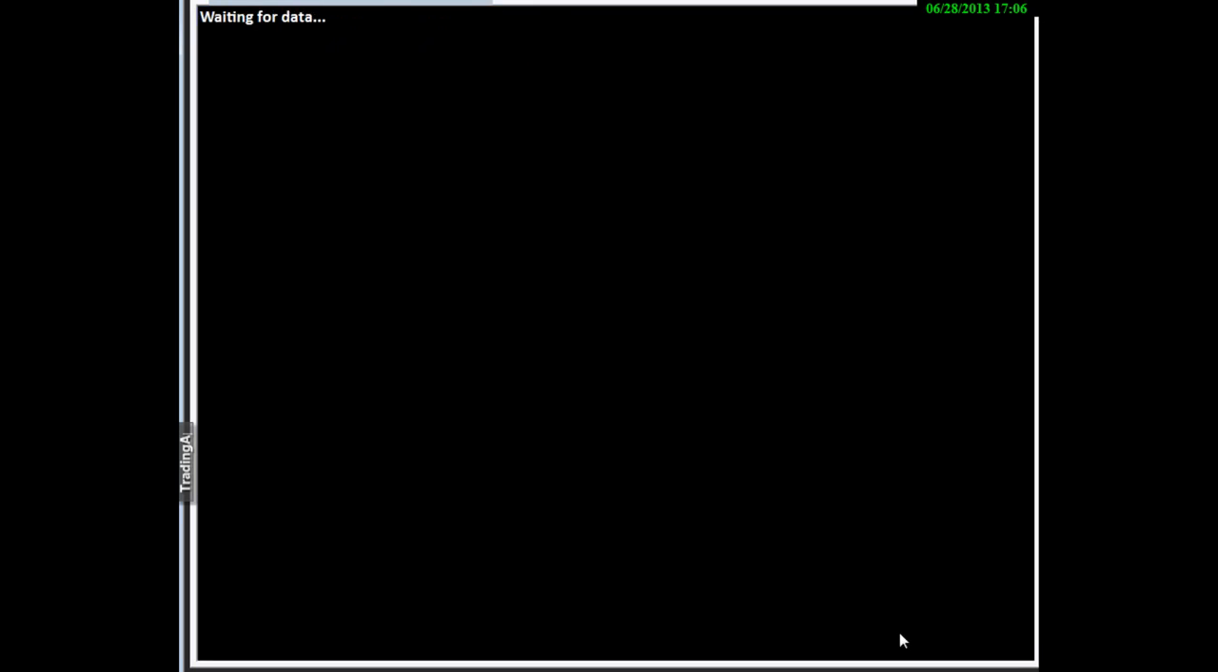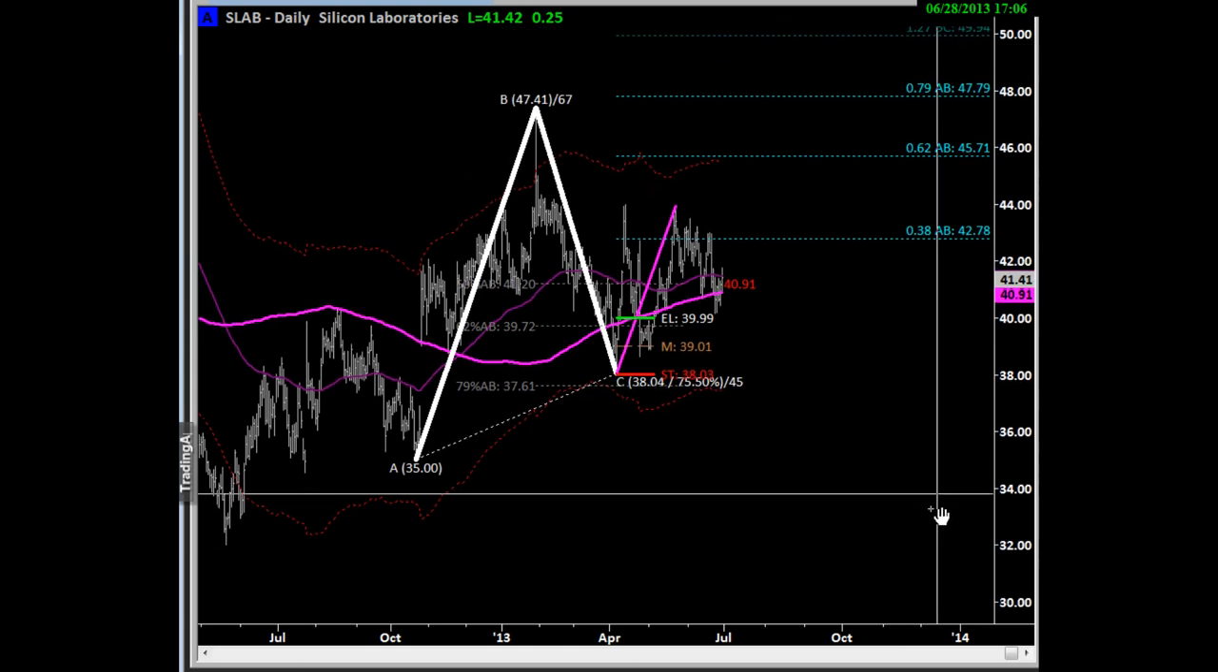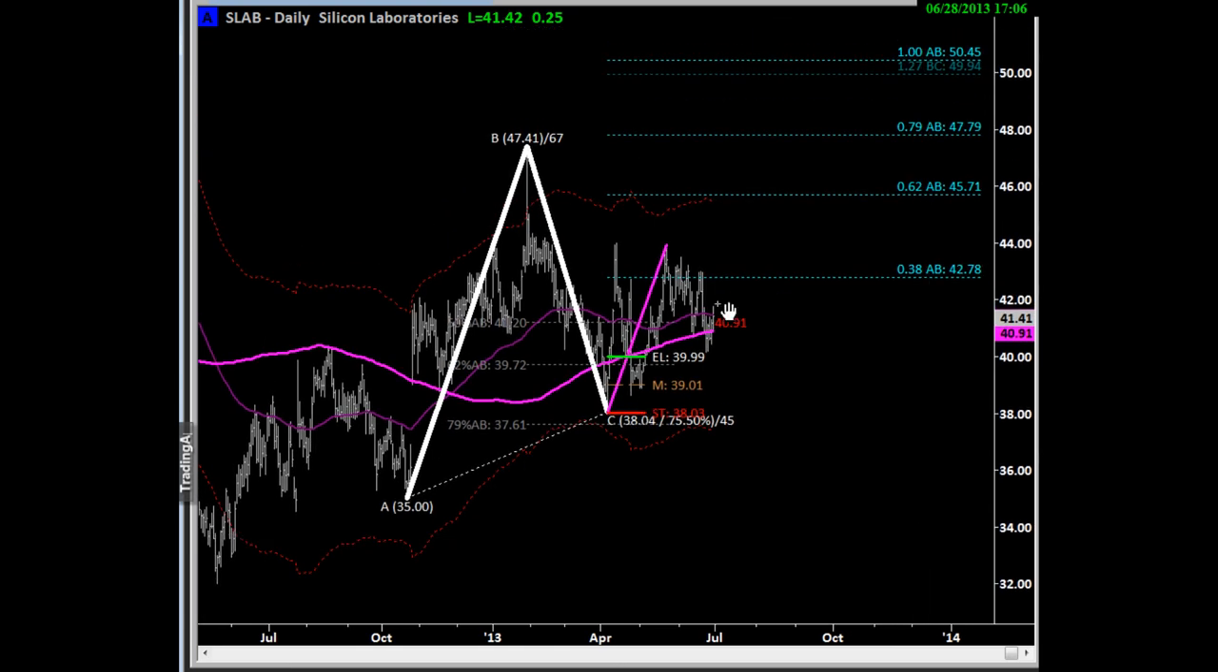Next one is Silicon Lab. This is one which I have traded in the past, and now I do not have a position. But today I was monitoring it. Basically, it came back and retested this level, and it's trying to bounce back. So now I'm thinking that it will probably move up, and their earnings are due on July 24th.